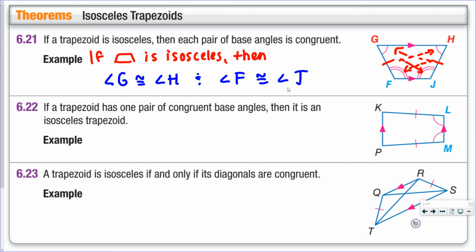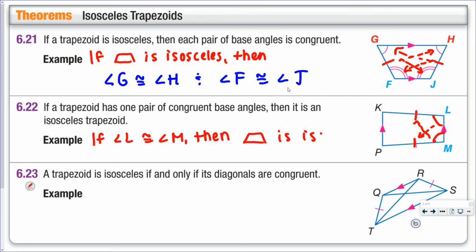All right, next thing about isosceles. This is basically just the converse. So if you know a pair of base angles are congruent, doesn't matter which one, like let's say if we know that angle L is congruent to angle M, then we know this side and this side are congruent, making this an isosceles trapezoid. Then the trapezoid is isosceles.